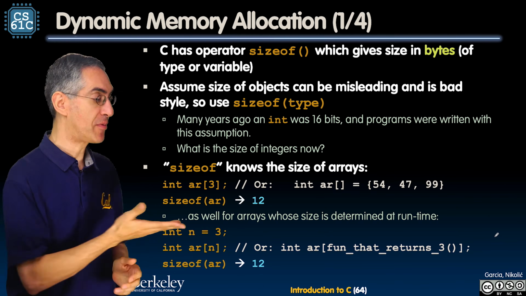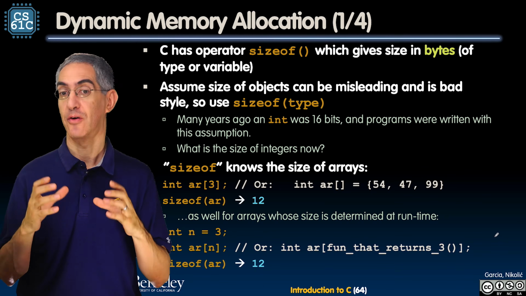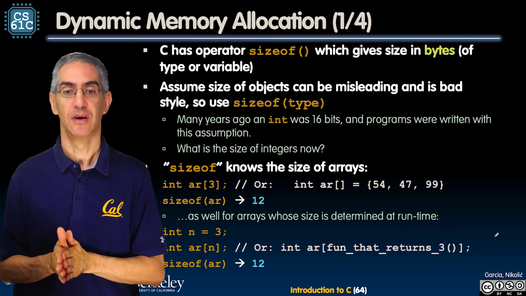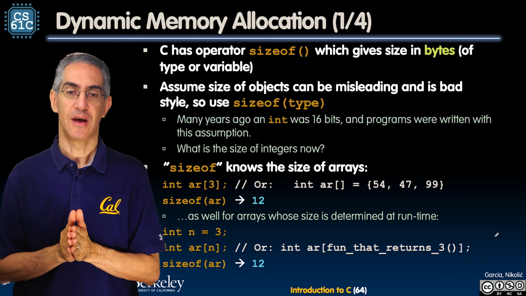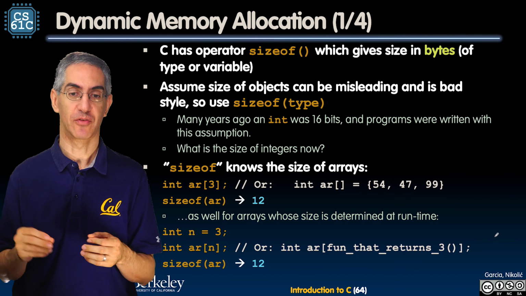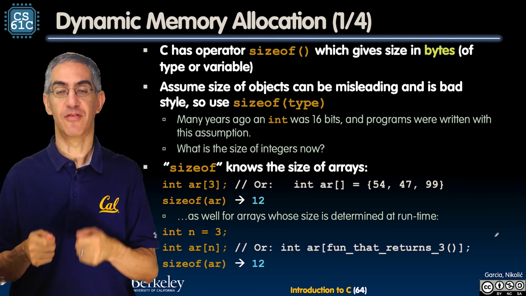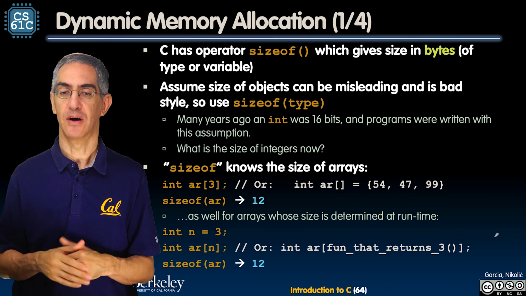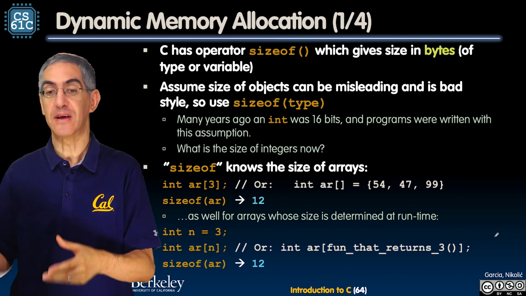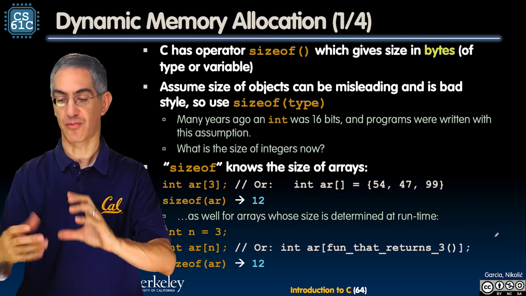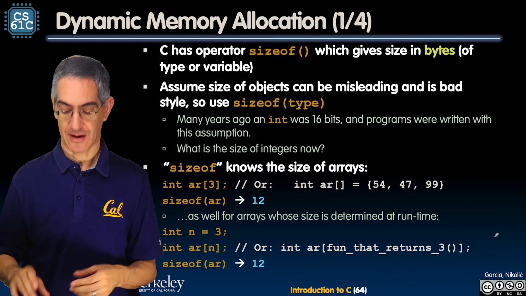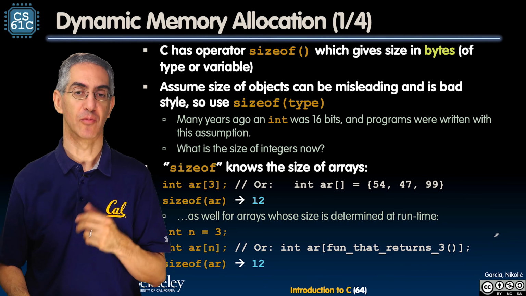So sizeof knows the type of array. If I have int ar[3], sizeof ar says 12. That's 3 integers, and so 3 times 4 is 12. It works as well for sizes that you only know at runtime. So here is ar[n], which is a dynamic number, or a function that returns 3, and you say int ar[some function] which evaluates to 3. Do it again, and it'll still say 12 for the number of bytes you've got.